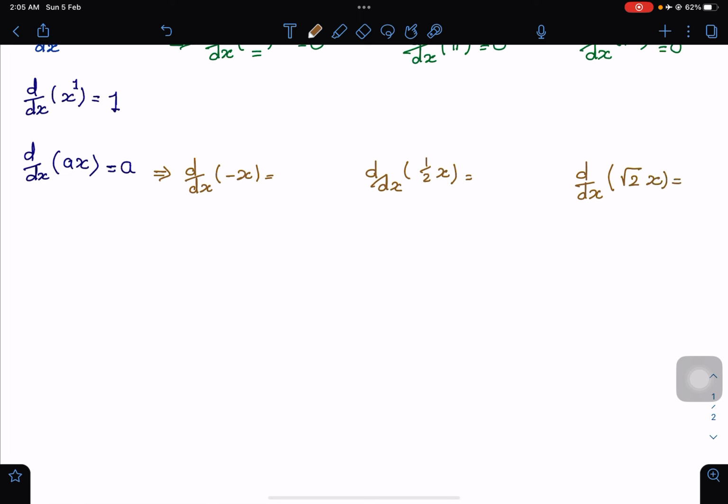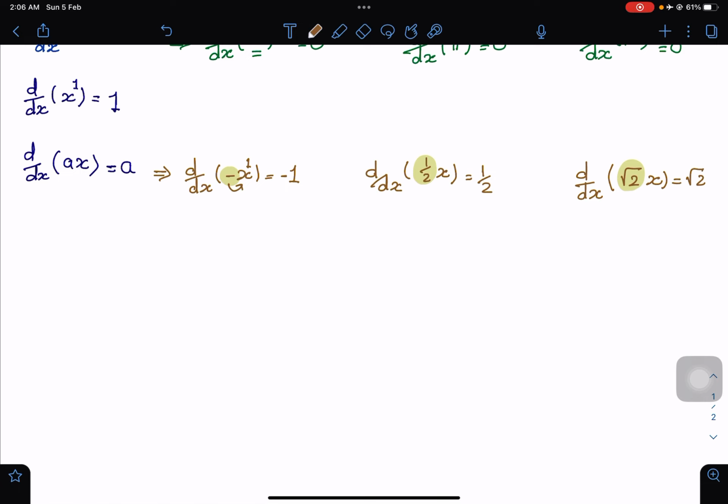Ask yourself, is there a number beside the x? Yes. And the power here is 1? Yes. So directly the answer is the number beside the x. So here is -1, here is half, here is root 2, because the number beside the x is -1, half, and root 2.